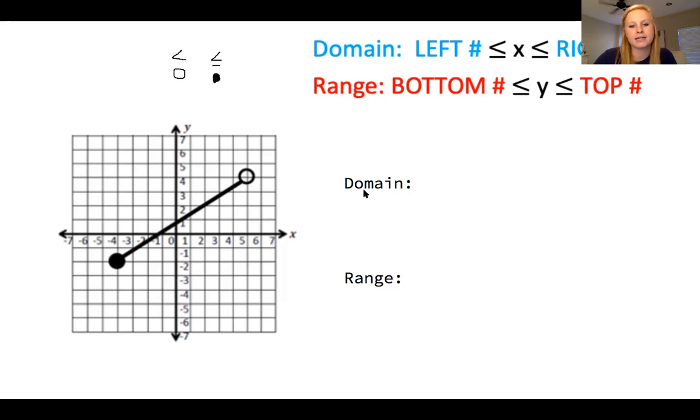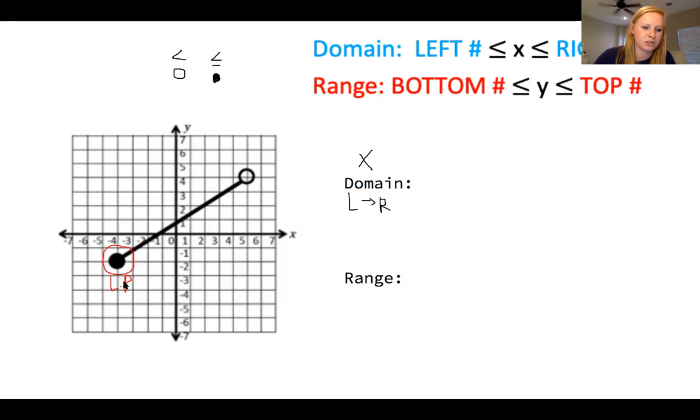So domain, let's start with the domain. We know that domain is the set of all x values. And to find domain on a graph, you should have written this down at the beginning, we look from left to right. So we're trying to find all of the values that are from left to right on this graph. So the very first thing I have to do is find my leftmost point on the x-axis. So I'm going to look at my graph. I see that the furthest point to the left is right here. And I'm actually going to label this LP.